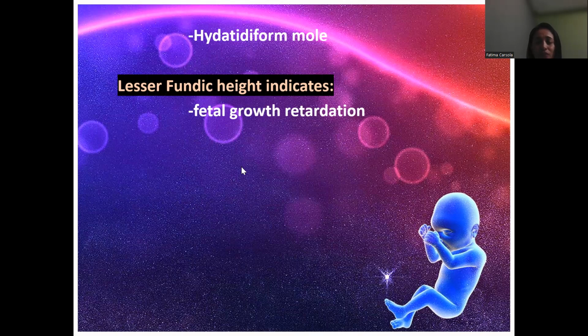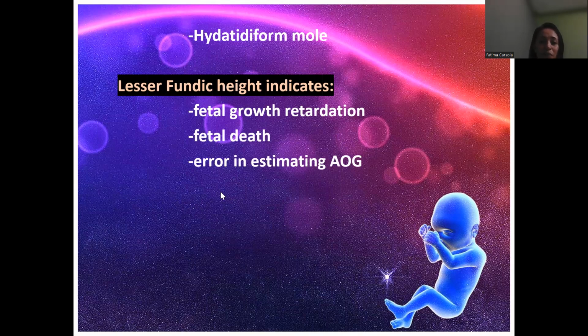And when there is fetal growth retardation, there could be the possibility of fetal-maternal complication, and that should be checked by the obstetrician. Or the possibility of fetal death, or there is a problem in estimating the age of gestation, or oligohydramnios. When we say oligohydramnios, it is a scanty amniotic fluid, less than 500 ml. And this could be due to renal agenesis or renal problem.